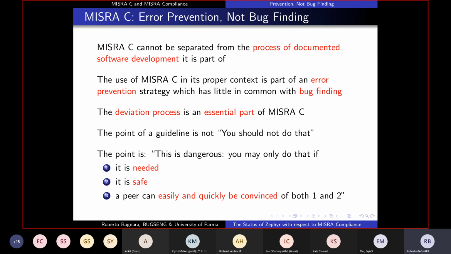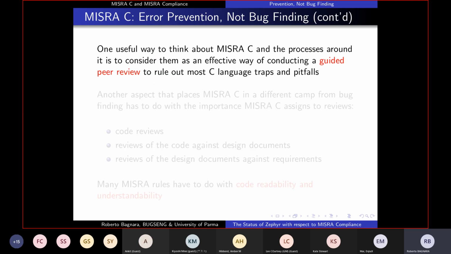The point of the MISRA guideline is, look, this is dangerous. You may do this only if it is needed, if it is safe, and if you can explain to your peers in 30 seconds that it is both needed and safe. If it takes 20 minutes of reasoning on the code, following with your fingers, trying to understand whether it is safe or not, this is not good. It should be obvious that it is needed and safe. This is the spirit.